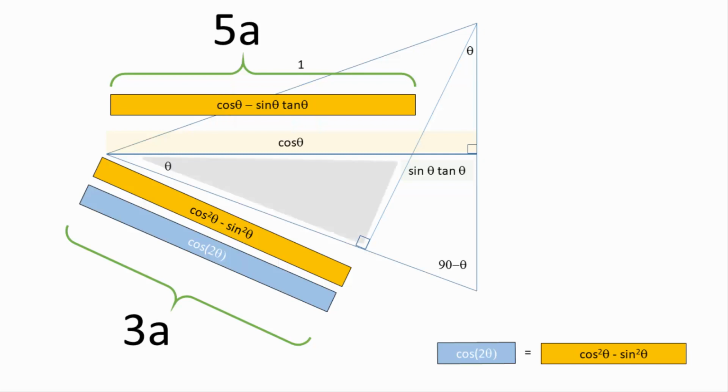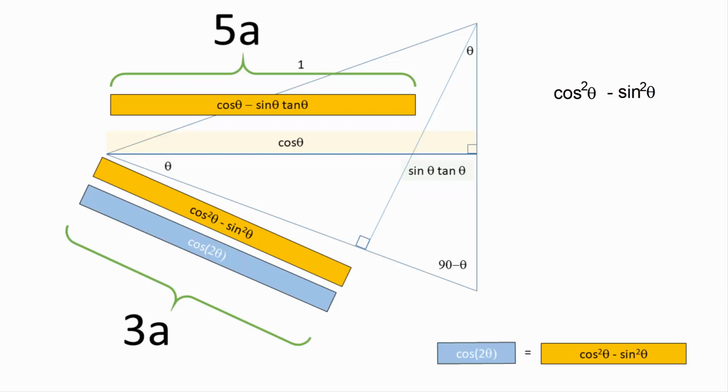Now that we've got the hypotenuse for that smaller triangle, we can use the fact that we have a theta in this triangle to determine that the adjacent side to that particular theta would simply be the hypotenuse times cosine, which is to say cosine times the quantity cosine theta minus sine theta times tangent theta. And if you do that multiplication, you will get cosine squared theta minus sine squared theta, as the cosine will cancel out in the second term.